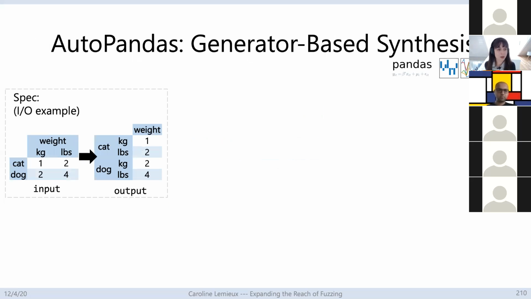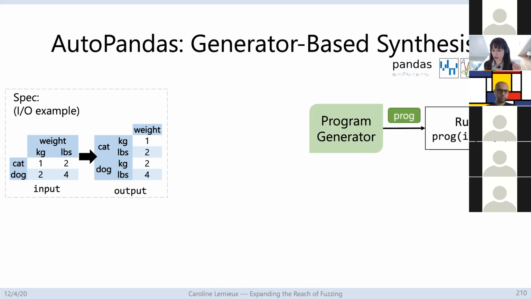And in AutoPandas, we explored doing this via a generator-based search methodology. In particular, what we did is we created a generator of pandas programs. These are programs that consist of a sequence of API functions in the pandas library, right? So you choose a random sequence of functions. For each function, you choose some random arguments. And the IO examples we have are in this table transformation domain.